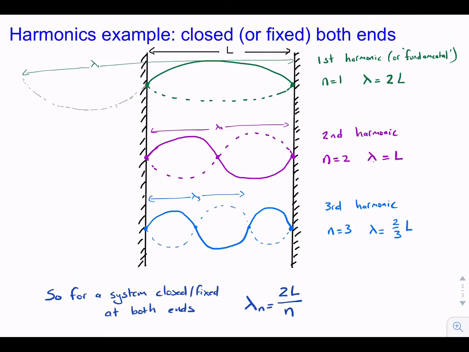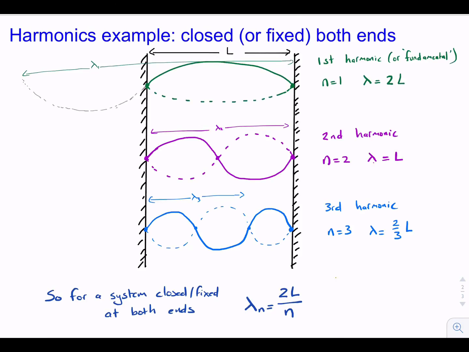We can also, of course, have a relationship for the frequency. Because we understand the wavelength, we can also put in the frequency, and this would have a component of the velocity in it as well. So f n equals n v on 2L.